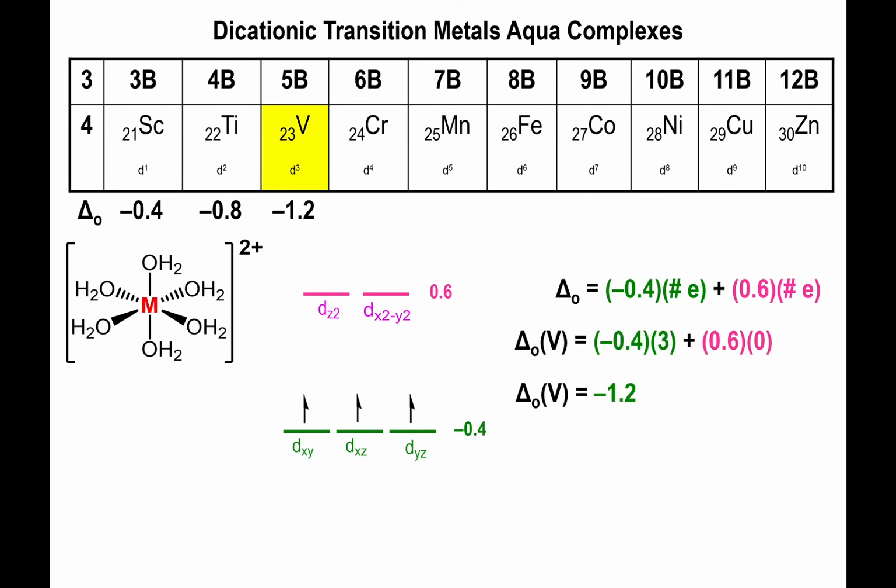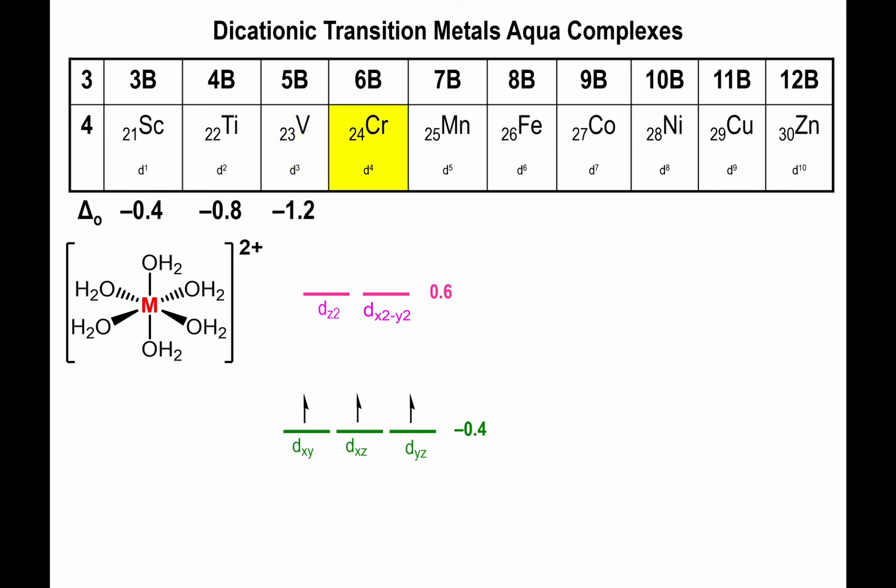Vanadium has 3 electrons, so we can place all 3 electrons on the bottom portion, and that means we will multiply 3 by negative 0.4, giving us a stabilization of negative 1.2. So what you can see here is that as we're going from scandium to vanadium, the stabilization of making the octahedral complex from the naked ion is getting larger and larger. It's becoming more feasible and much more likely that you're going to form that octahedral complex.